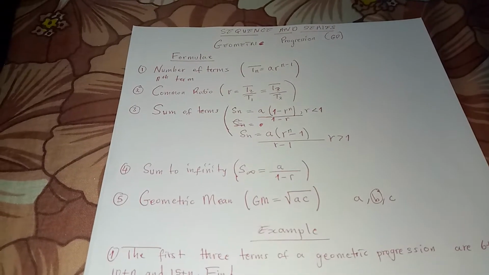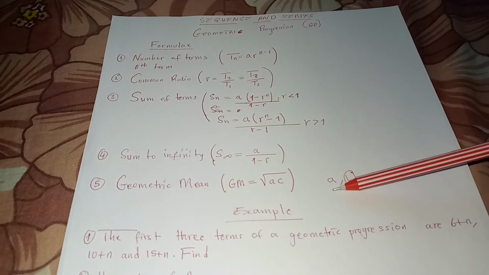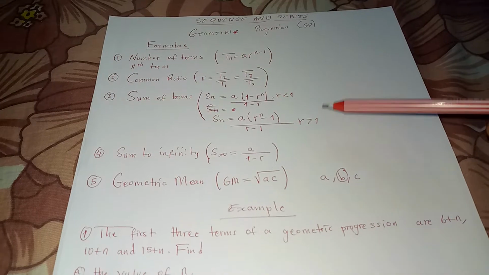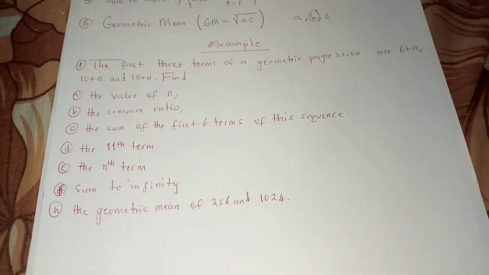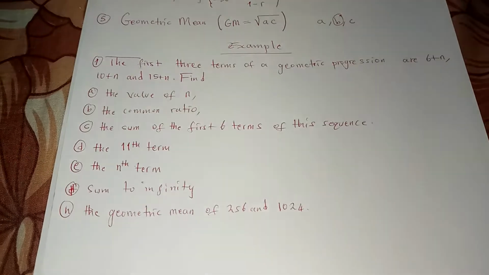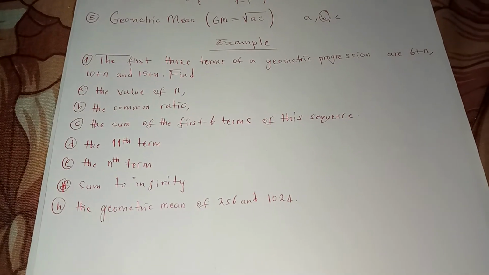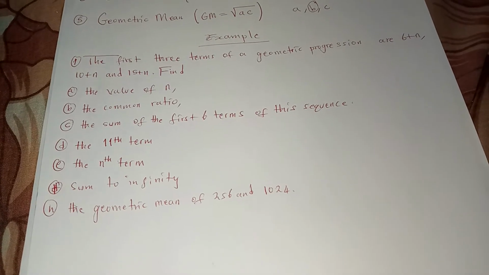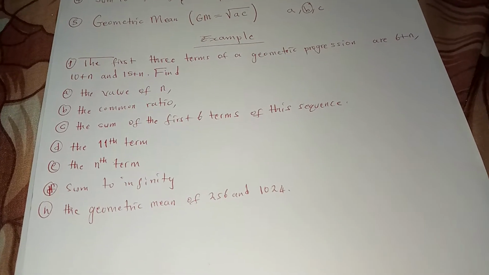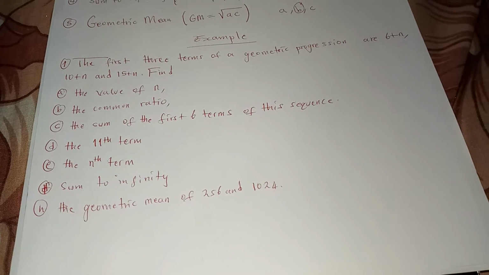So now, basing on the formula given above, we will answer an example which will summarize all the given formula there. And here is an example which is saying the first three terms of a geometric progression are 6 plus n, 10 plus n, and 15 plus n. Find A, the value of n, the common ratio, that is B.